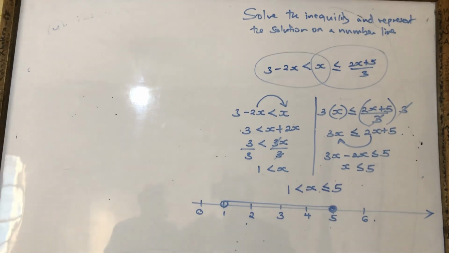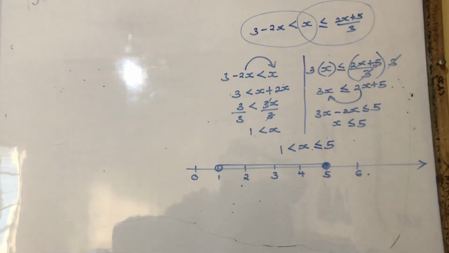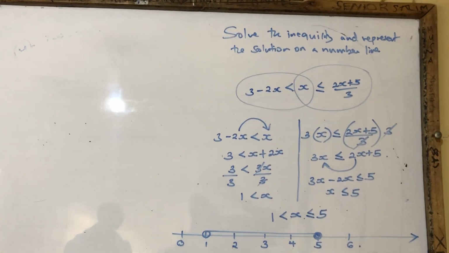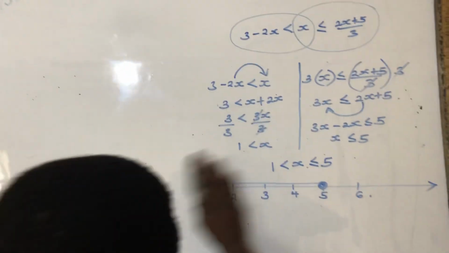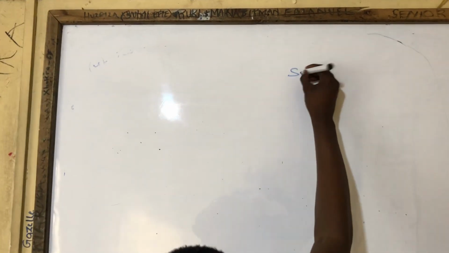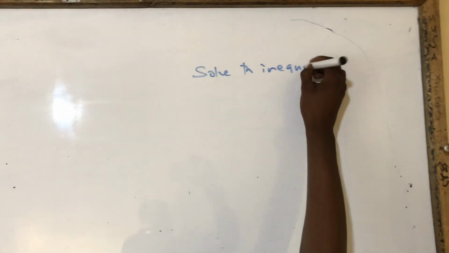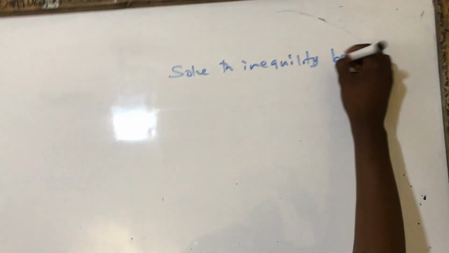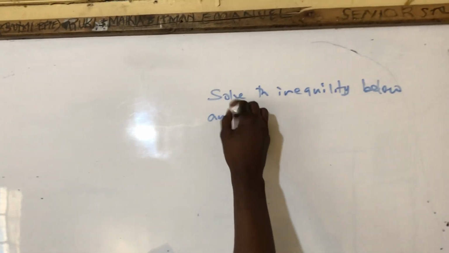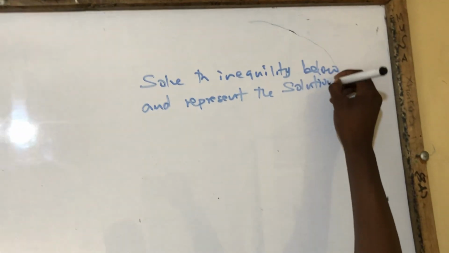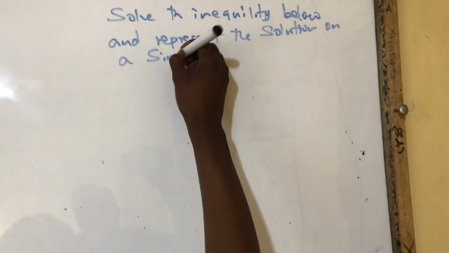Which now brings us to the last example of the day. In the last example of the day, I want to consider a question which was brought in KCSE 2021. You are required to solve the inequality below and represent the solution on a single number line.